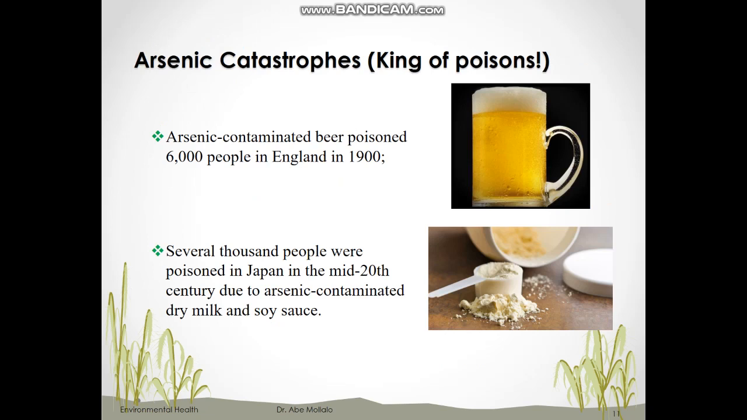Here are two famous historical disasters due to arsenic contamination. In 1900, in England, almost 6,000 people were poisoned because of drinking arsenic-contaminated beer. Or in the mid-20th century in Japan, thousands of people were poisoned because of arsenic-contaminated dry milk and soy sauce.